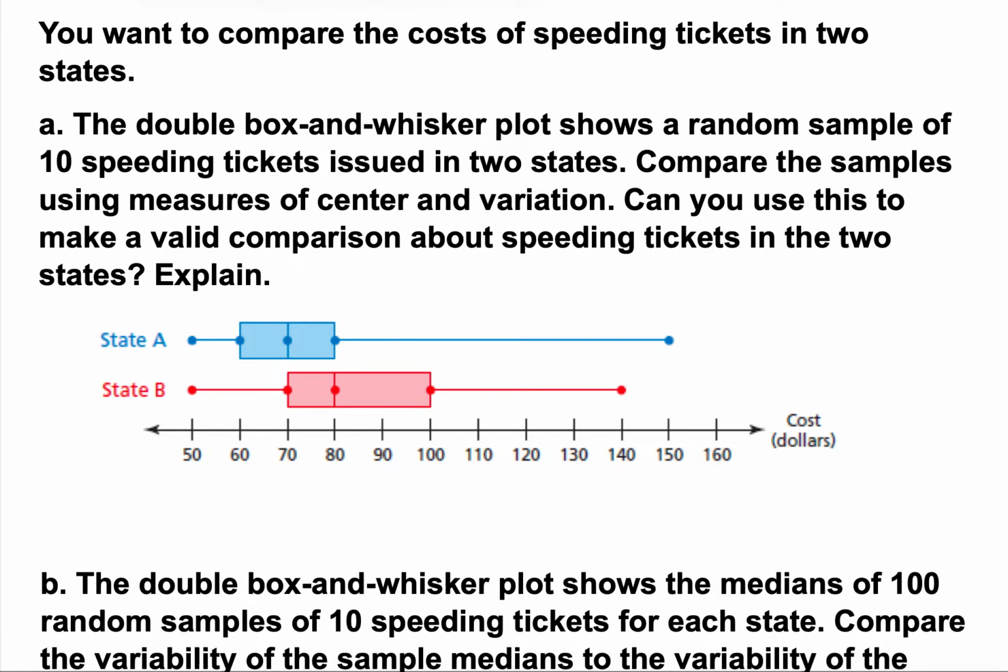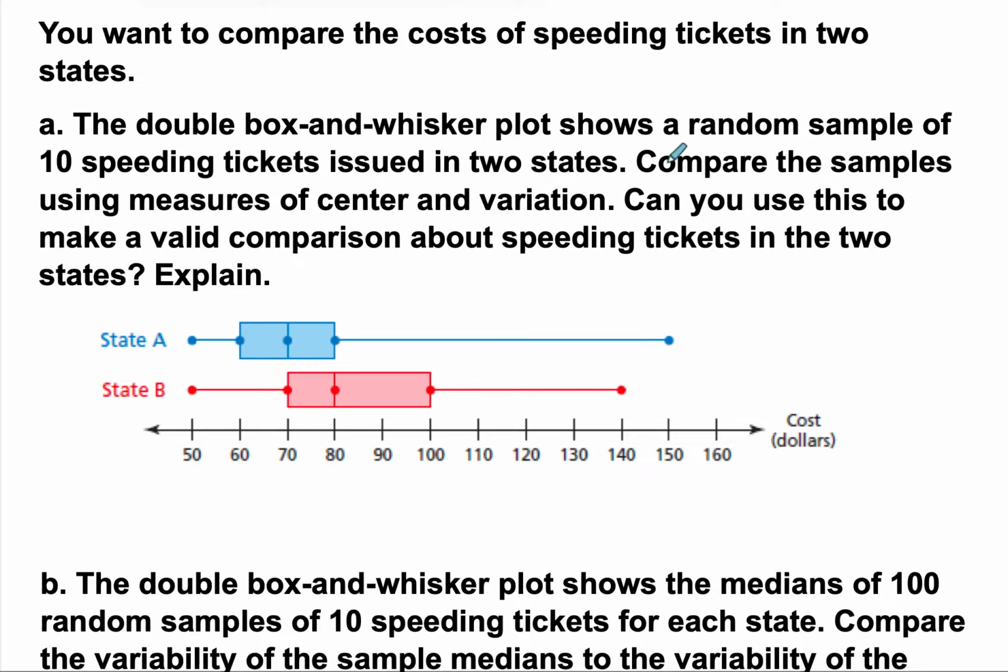All right, let's take a look at our next problem here. It says you want to compare the costs of speeding tickets in 2 states. So for our first part of this problem, it says the double box and whisker plot shows a random sample of 10 speeding tickets issued in 2 states. Compare the samples using measures of center and variation. Can you use this to make a valid comparison about speeding tickets in the 2 states and explain?